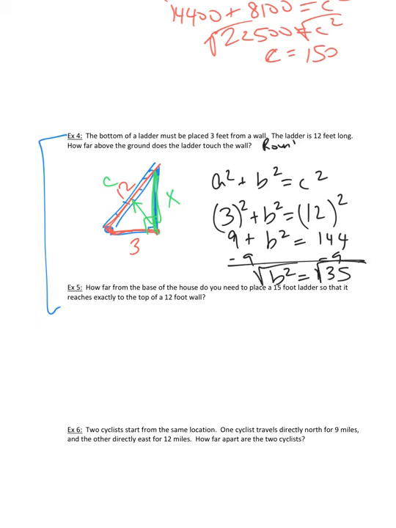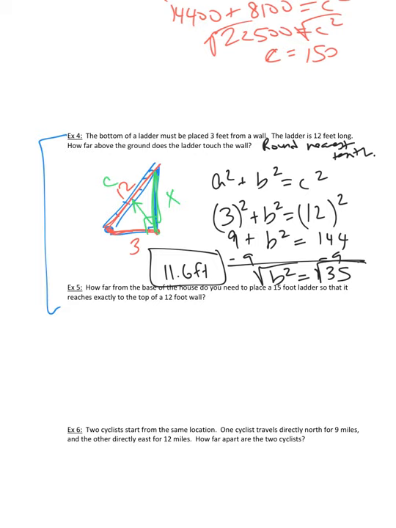And then I'm going to take the square root, and I should have told you to round to the nearest tenth. So you're going to take the square root of 135, and that'll give you, to the nearest tenth, 11.6 feet, approximately. Okay, you might want to try example 5 on your own now, because it's kind of the same thing.